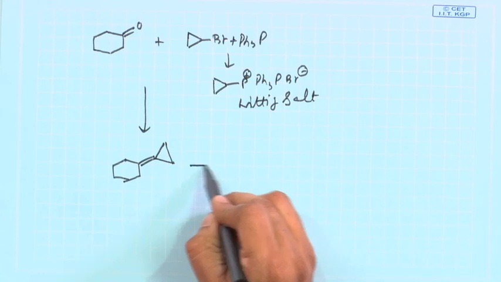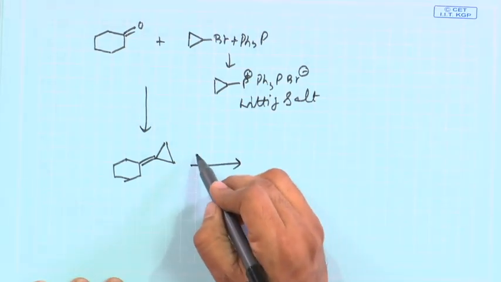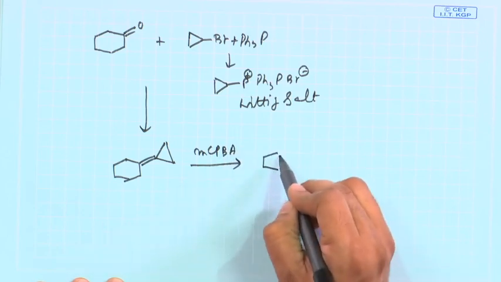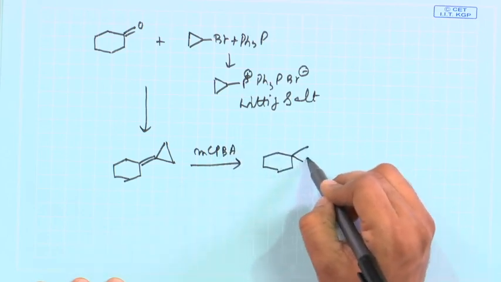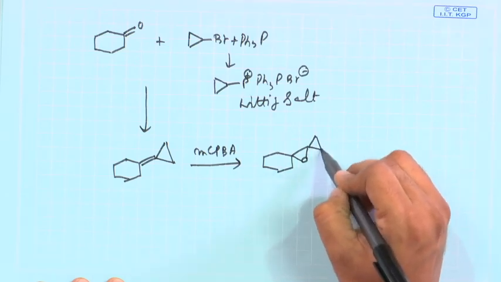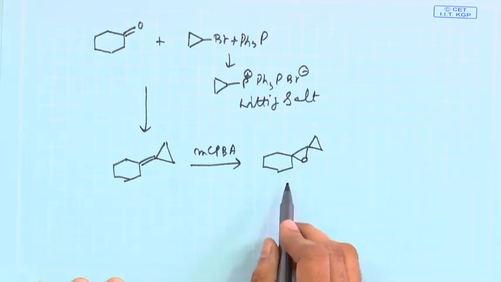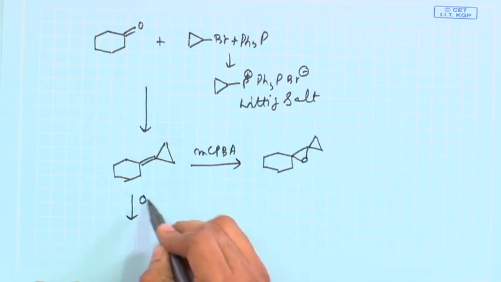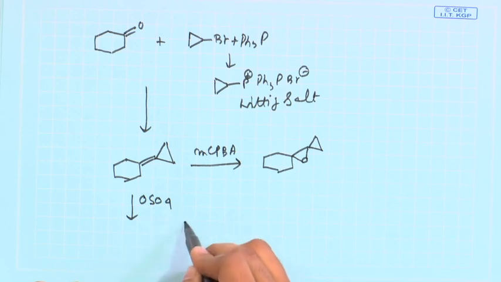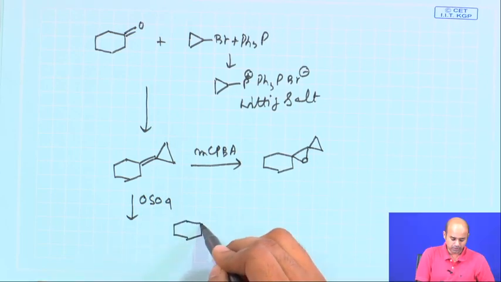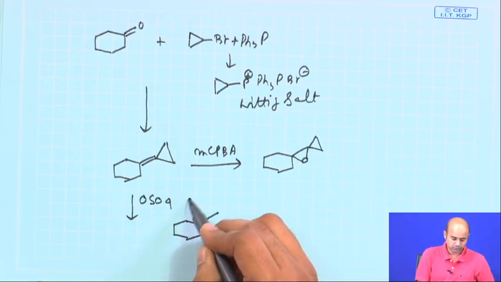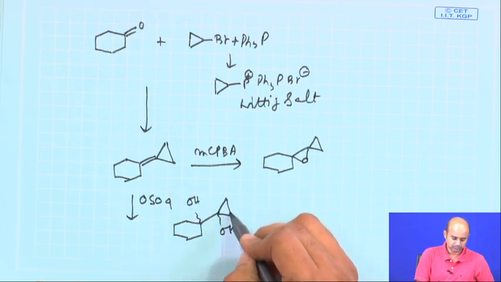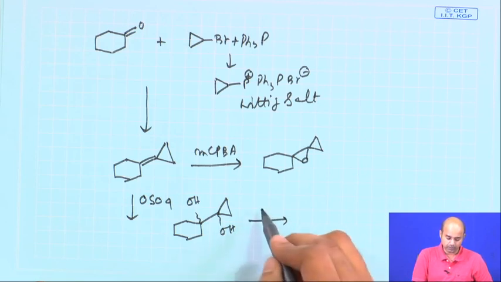Now, you can next react this with mCPBA, and that will give you this epoxide. So, this is one way you can get the epoxide. There are other ways: if you do a dihydroxylation reaction, that also will give you the target molecule through a pinacol rearrangement. So, now you do a pinacol rearrangement.